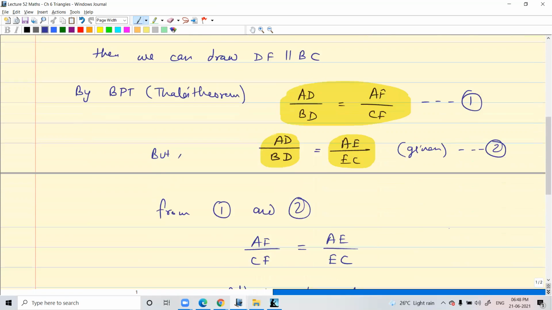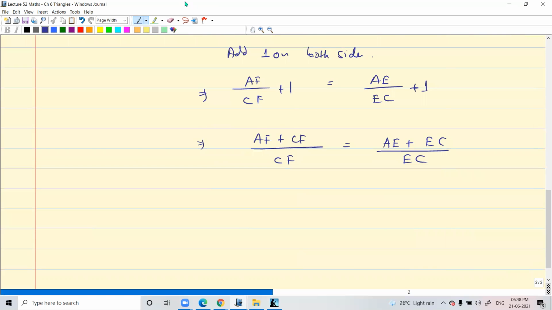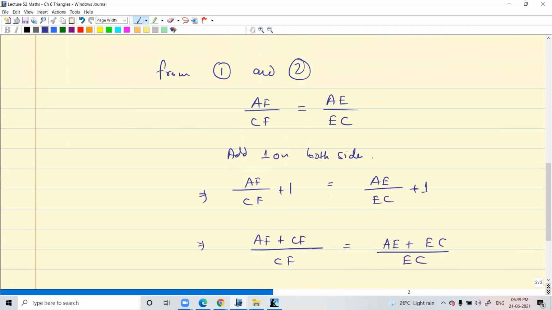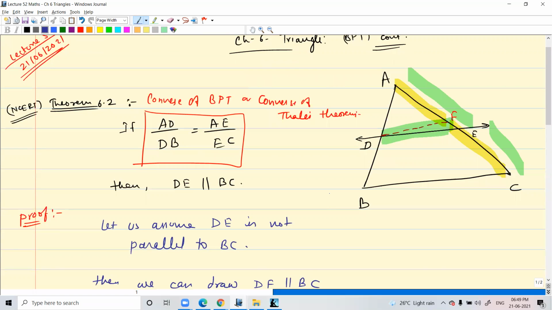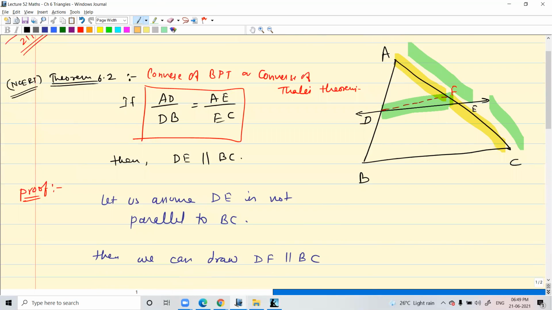So let's write that down. We have done this kind of thing earlier in the previous classes also, right? By adding 1, we actually make both of them equal to the bigger side, that is AC. So AF plus CF becomes AC by CF. And look at this also, AE plus EC. What is that? E is the point over here. Is everyone able to understand that? AC, sir. That is also AC. AE plus EC is also the full side AC.